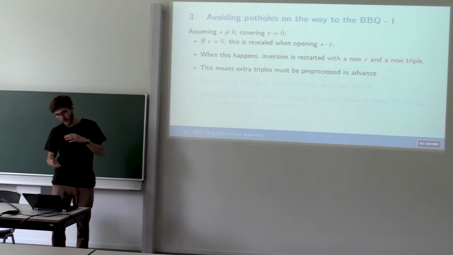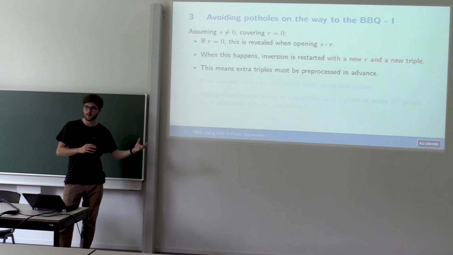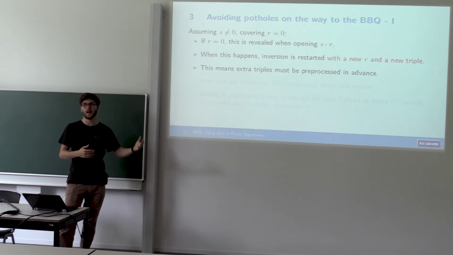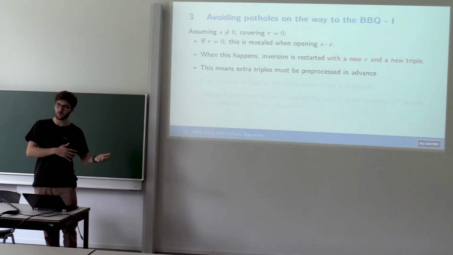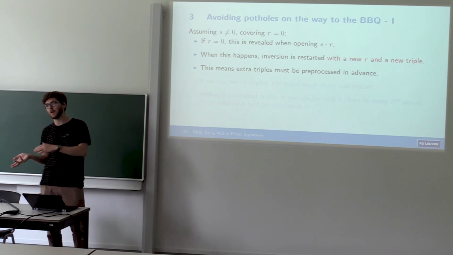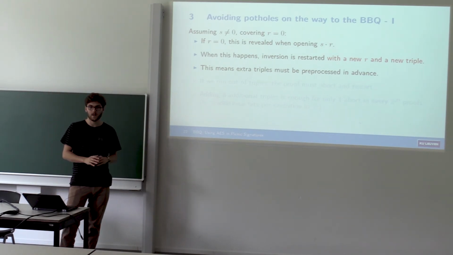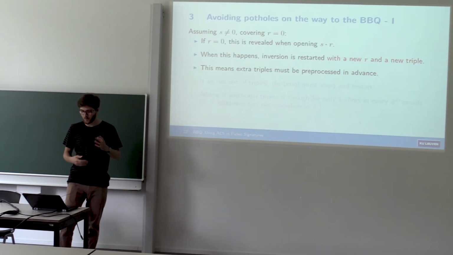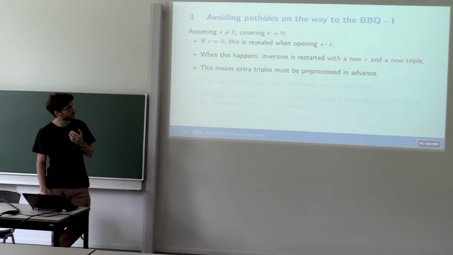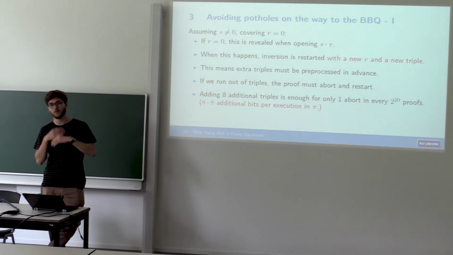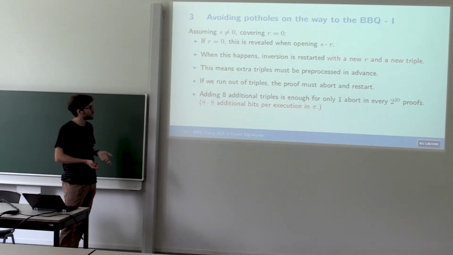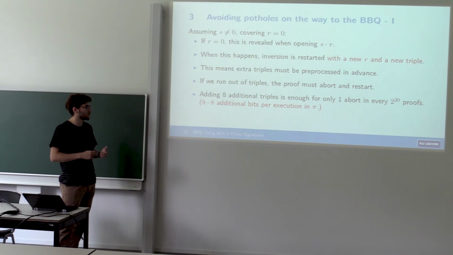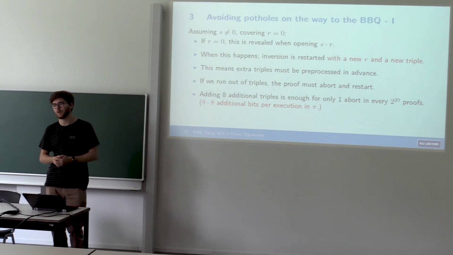So that means because we commit to the triples in advance, we have to commit to enough triples at the beginning. Otherwise, we can't, during the online phase, suddenly say, oh, we need more triples, let's make more triples. That's possible for MPC in the real world, but in MPC in the head, you're fully committed to use only what you created at the beginning. So you have to make sure you have enough, because if you run out, you have to abort and restart your entire proof. Now, the good thing is that adding only 8 additional triples is enough for only 1 in every million proofs to require an abort. So it's not that much material required.